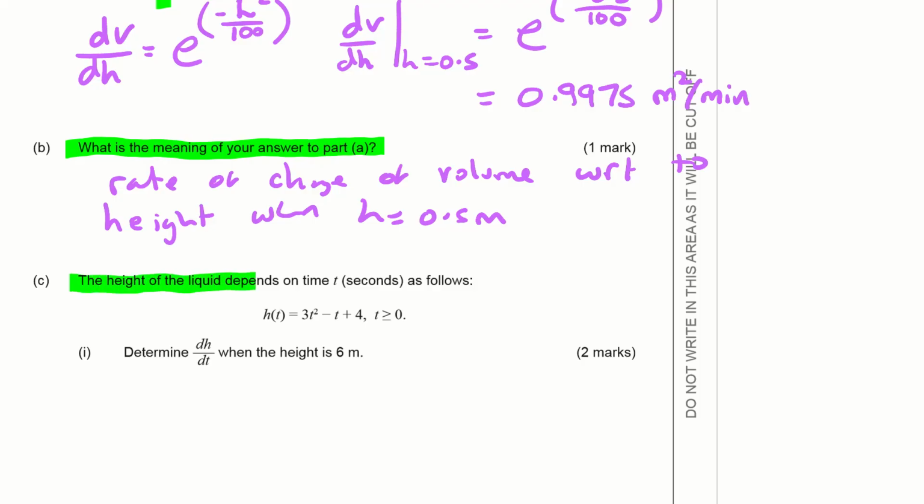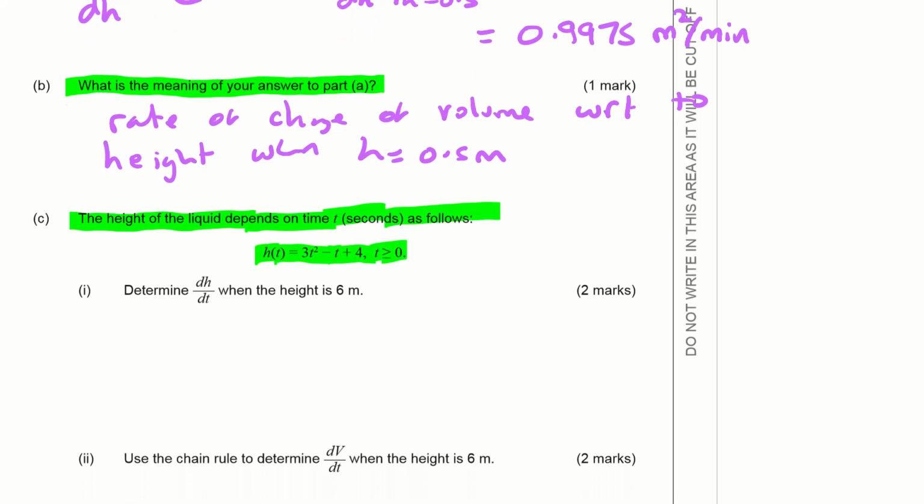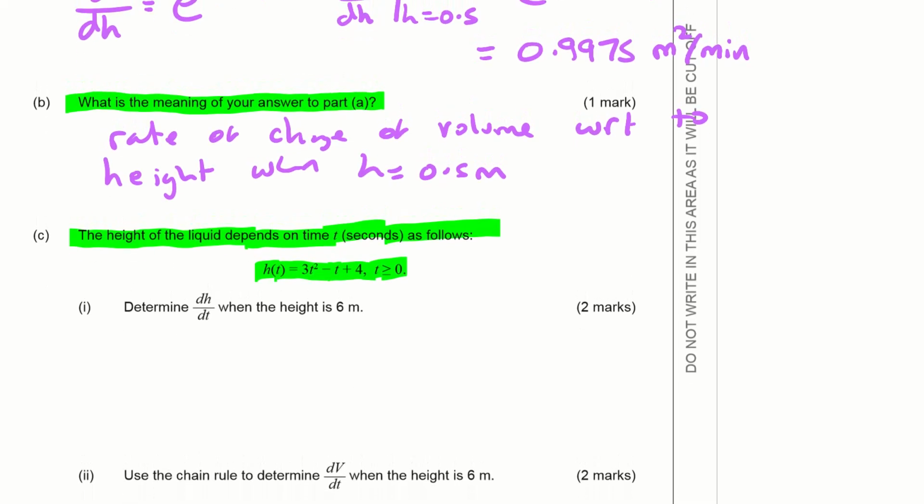The height of the liquid depends on the time t seconds as follows. h of t is 3t squared minus t plus 4 for values of t greater than or equal to 0. Determine dh/dt when the height is 6 meters. Well, dh/dt is going to be 6t take away 1.